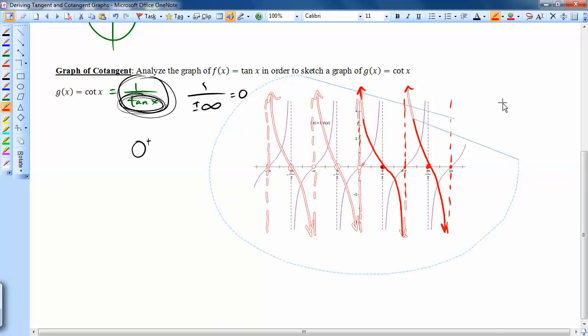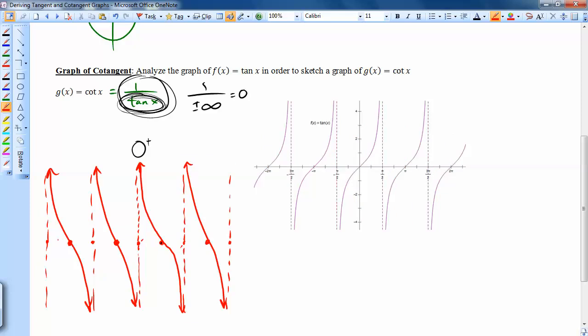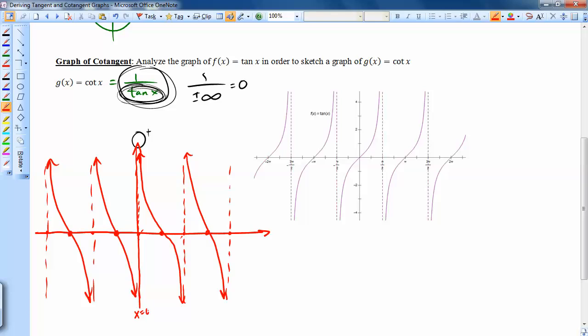So if I move this over, you'll be able to see what it looks like a little bit better. So there it is. Here's the x-axis. And the y-axis is actually right through this asymptote. Whoops, that's the y-axis, x equals 0. This would be x equals pi. x equals 2 pi. This right here would be pi over 2 comma 0.